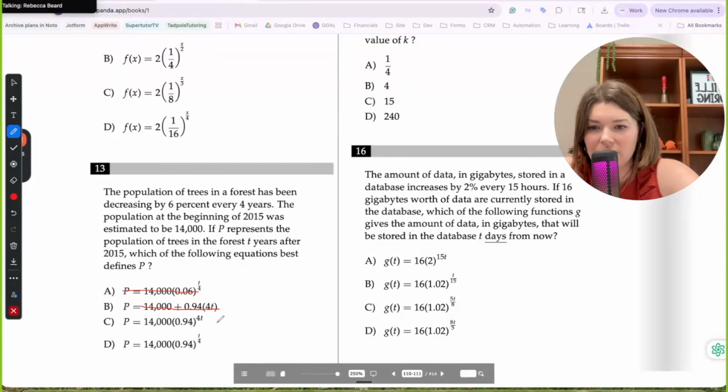And now we're down to C and D, and the really big detail here is every 4 years. So you have to figure out how you're going to factor that in, and you wouldn't want to times it by 4 because that's going to increase it a lot, but you're going to want to divide it by 4, so the answer is going to be D. A couple key things with this formula: this is always going to be the initial or the starting point, this is going to be the change, and then this little part is going to be the time.